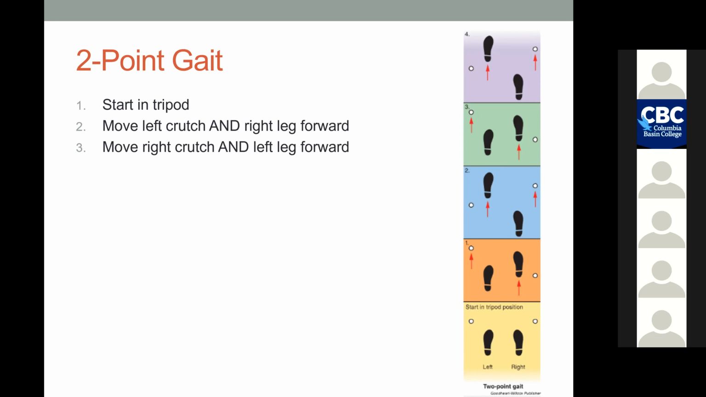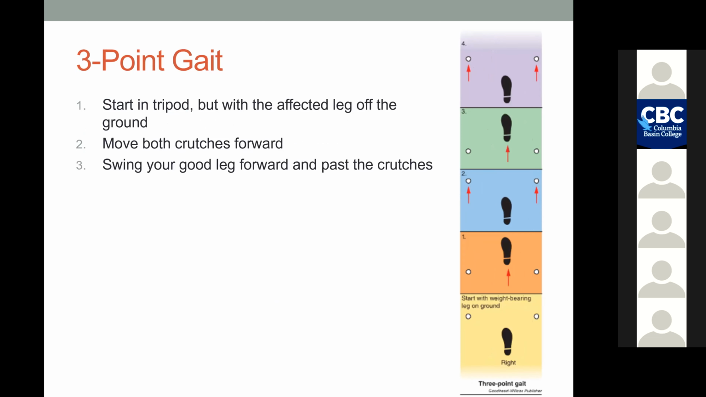There's a couple of different gaits. There's the 2-point gait where you start in tripod, and that's moving the left crutch and right leg forward, and then you move the right crutch and the left leg forward. So those move at the same time. The 3-point gait is if you have one leg you can't put any weight on at all. You start in tripod, but with the affected leg off of the ground. You move both crutches forward and then swing your good leg forward and past the crutches, and you just keep doing that.